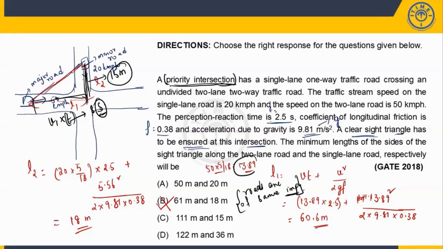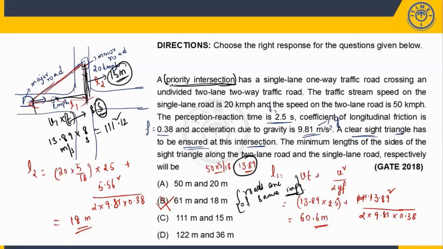So what is V1? 13.89 into 8, this is in meter per second, this is in second. What is the answer now? 111.12. So what is our answer now? Maximum length will be 111 meter. Minimum length should be 15 meter.